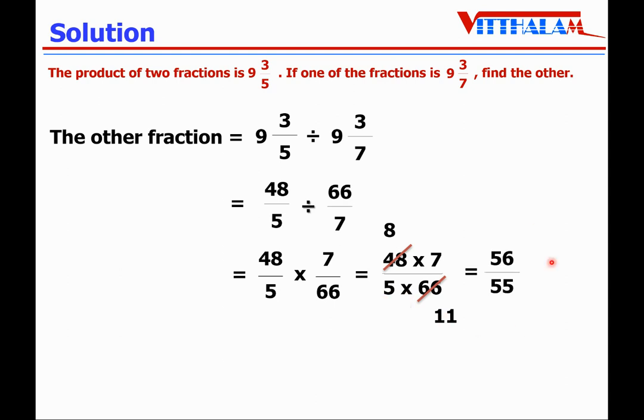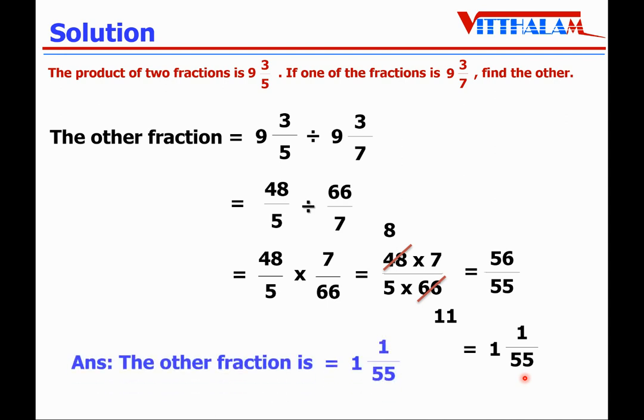It's an improper fraction, so convert to mixed. 55 ones are 55 and the remainder is 1, 56 minus 55. So the answer will be 1 by 55. And the answer statement will be: the other fraction is 1 by 55. So this is how you can solve the word problems too.